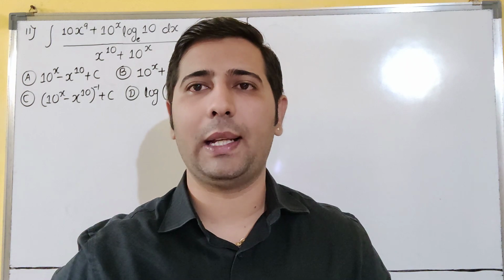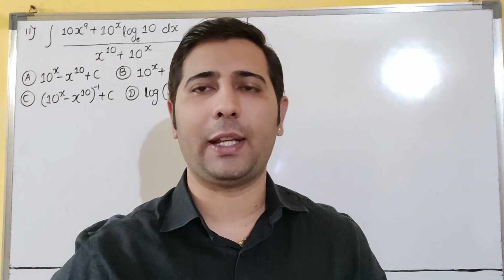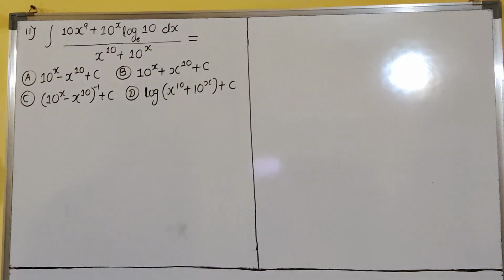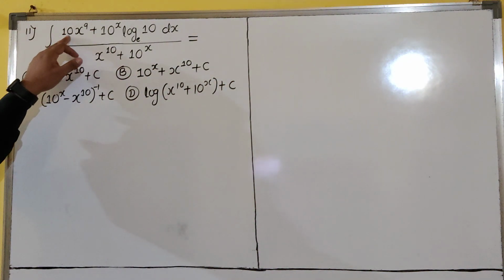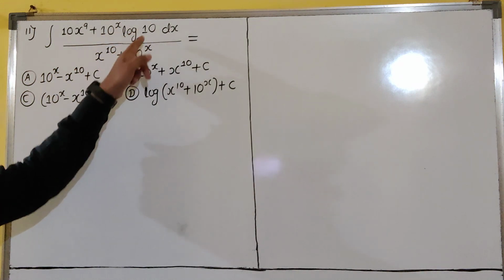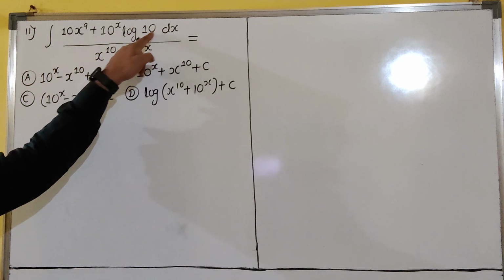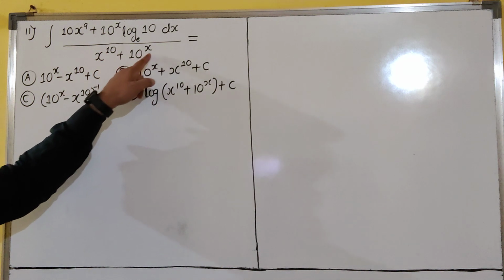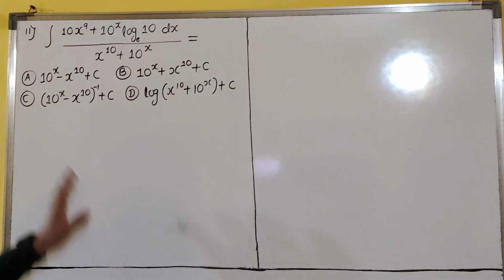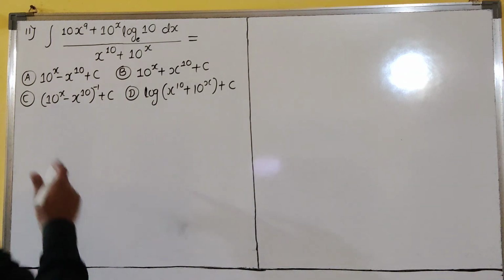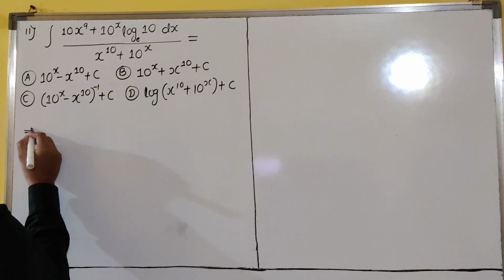In today's class, we will learn integration MCQ theory questions, dear students. Let us continue. Question number 11. Integration of 10 into x raised to 9 plus 10 raised to x log base e 10 dx divided by x raised to 10 plus 10 raised to x is equal to. So they are given 4 options. Which option will be correct? We'll see. It's a very easy question, dear students.